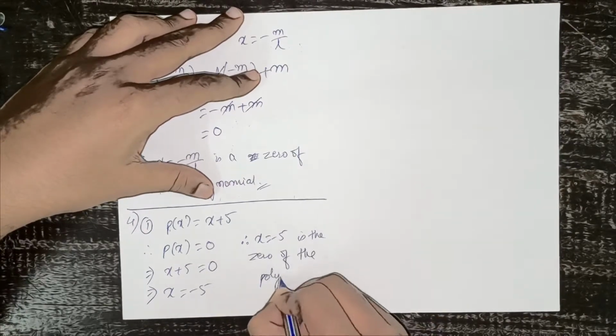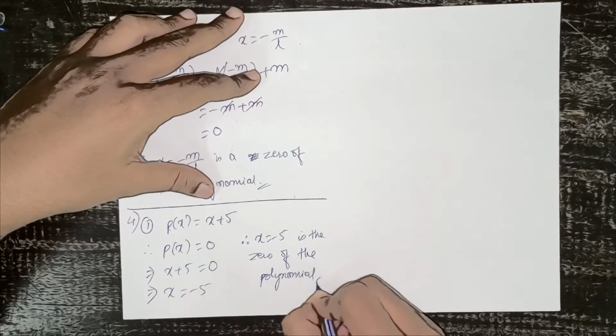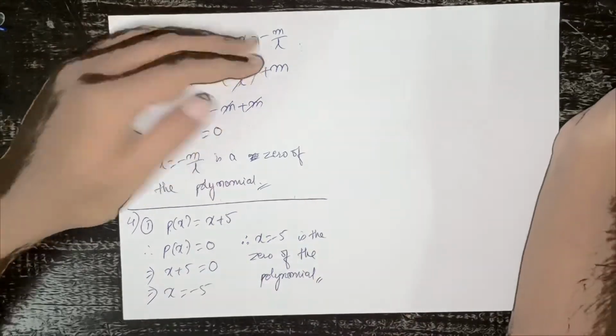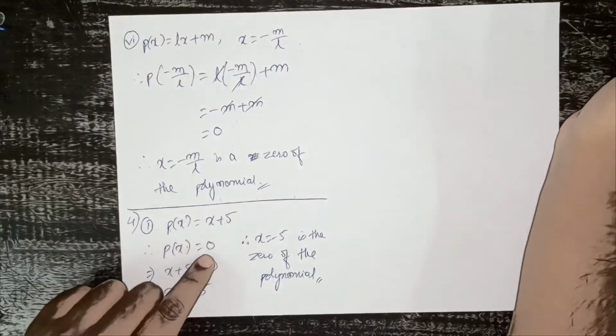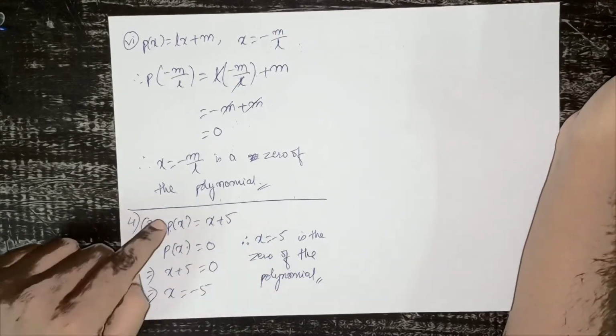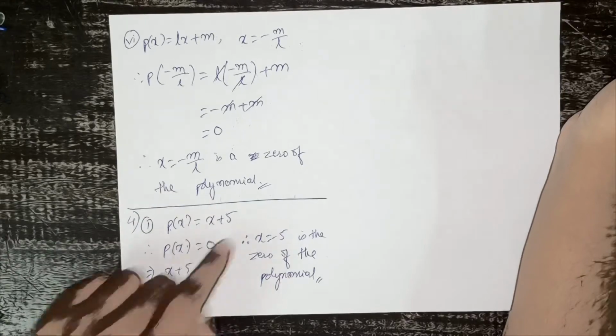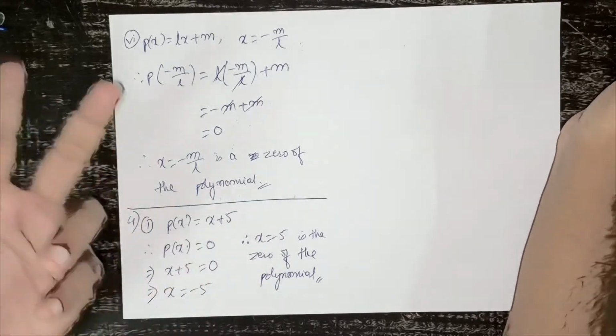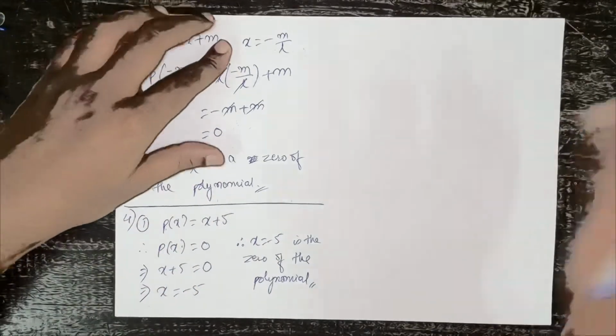How simple it is. Just take p of x as 0, because we have to find the 0. That means the value of the polynomial must be 0. So you put p of x equal to 0. The value of p of x is x plus 5. So x plus 5 equal to 0, find the value of x. Simple linear equation solving. Let's try one more.